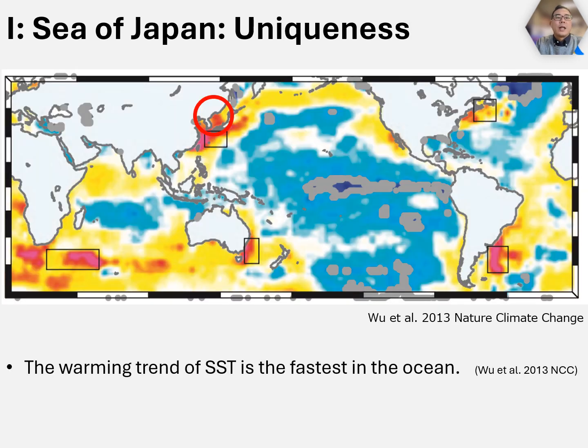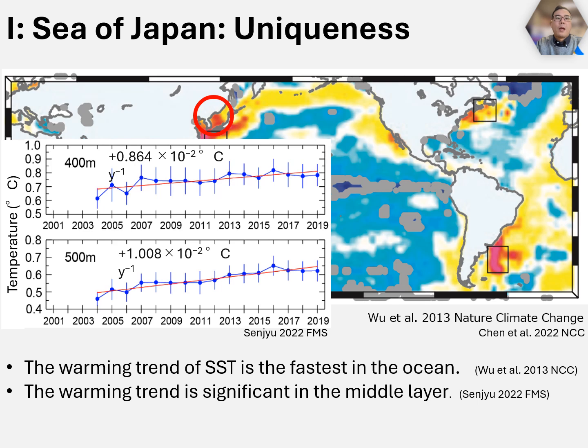Now we selected the Sea of Japan as a sampling site. We consider this sea an ideal sampling site. First, the sea surface temperature of this area is rapidly warming. The warming speed is the fastest in the global ocean. Not only the surface temperature, but also the warming trend is observed from the surface to the deeper layer.